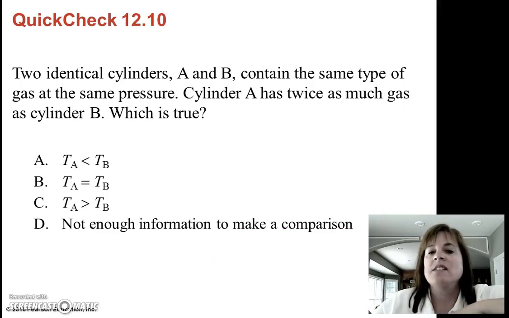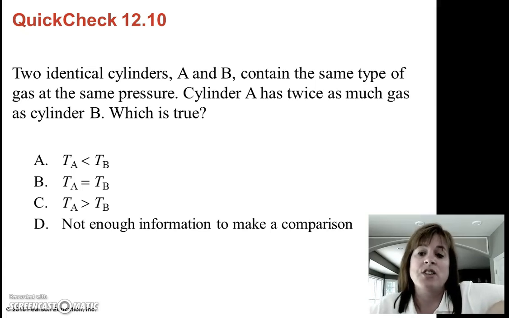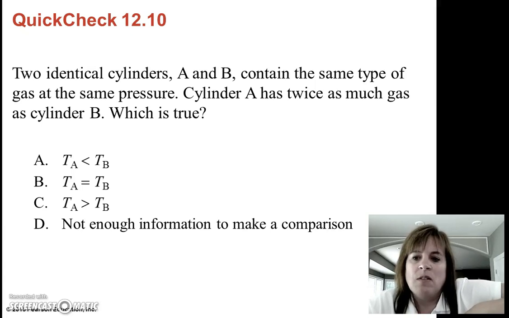I have two identical cylinders, A and B, and they contain the same type of gas that are at the same pressure. Cylinder A has twice as much gas as cylinder B. So what must be true about the temperature? Pause the video and see if you can figure this out.